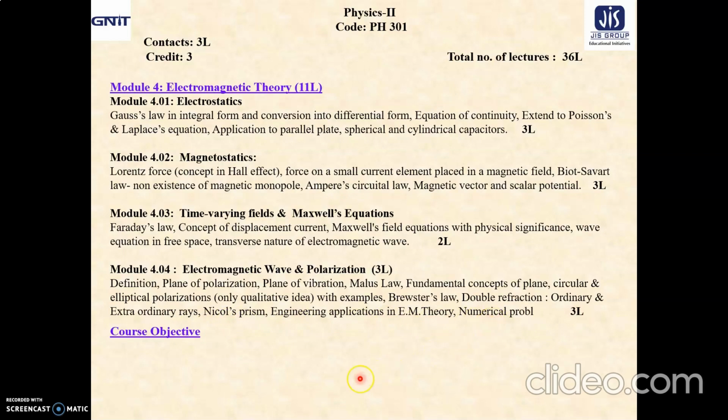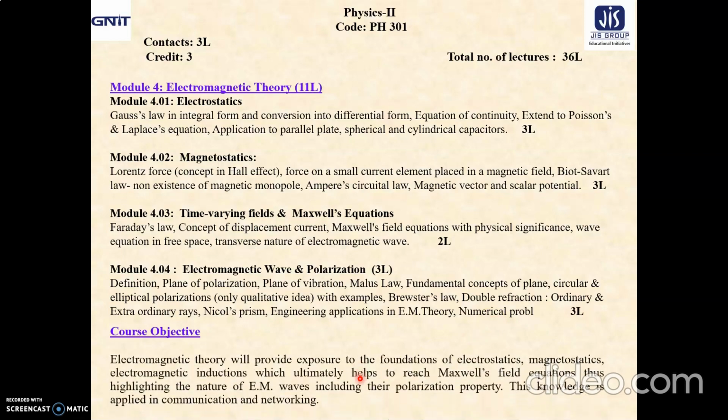Now, the next question naturally arises to you as students: what about the course objective of this electromagnetic theory? Electromagnetic theory will provide you the exposure to the foundations of electrostatics, magnetostatics and electromagnetic induction, which ultimately help you reach Maxwell's field equations, thus highlighting the nature of electromagnetic wave, including their polarization property, very, very important. And this knowledge is applied in communication and networking.